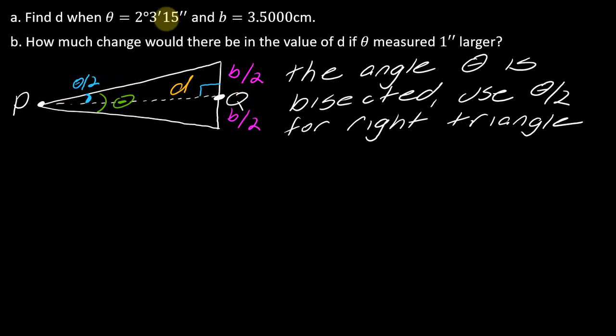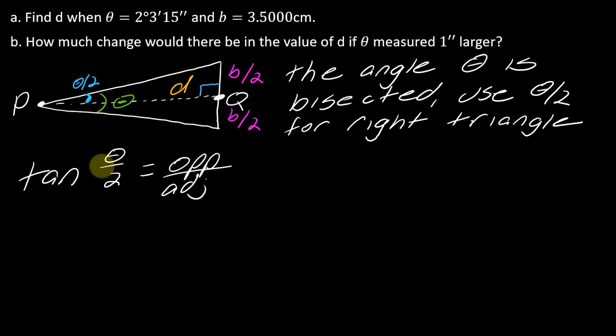I've been given theta over 2, so I have something I can plug in, and I have b over 2. I want to find this side; I know this side, and I know this angle. So this really looks like opposite and adjacent sides, which means it's going to be the tangent function. The tangent of theta over 2 is going to be my opposite over my adjacent side. So I can just plug all this stuff in.